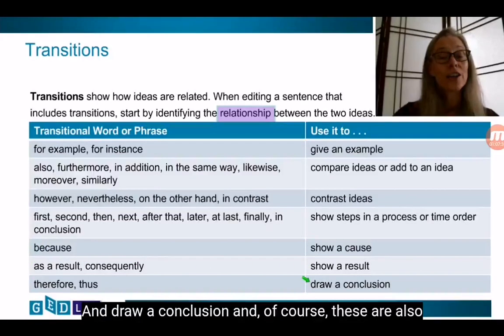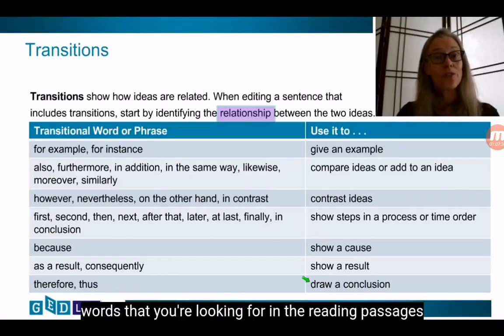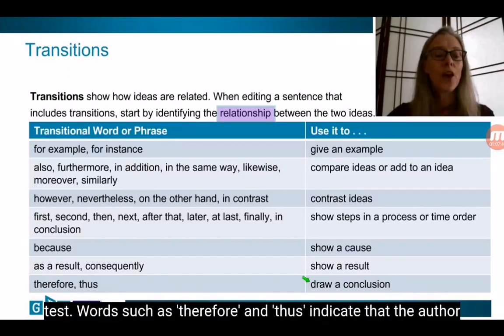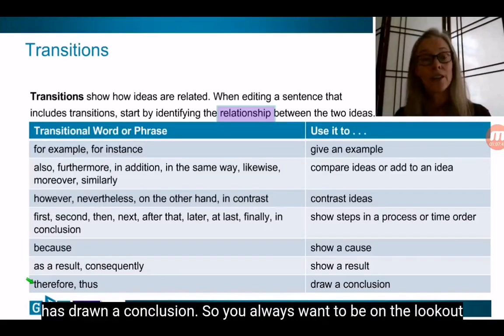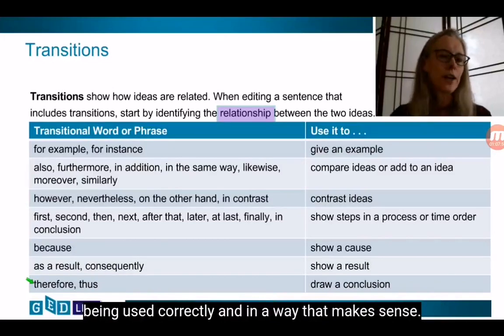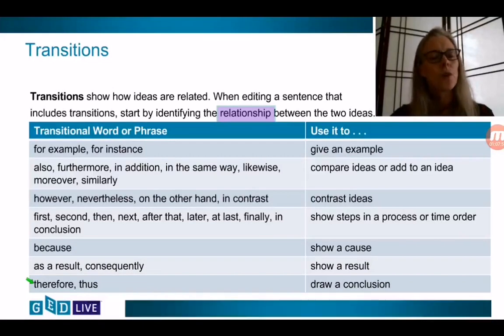And draw a conclusion, and of course these are also words that you're looking for in the reading passages that you do for the Reasoning Through Language Arts test. Words such as therefore and thus indicate that the author has drawn a conclusion. So you always want to be on the lookout for transition words to make sure that they're being used correctly and in a way that makes sense.